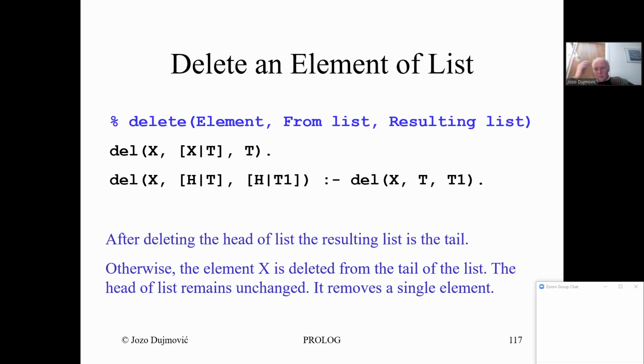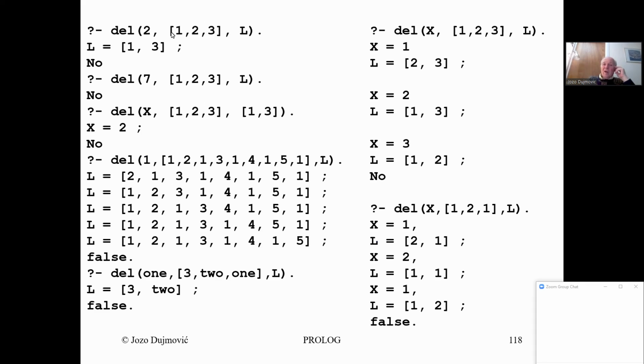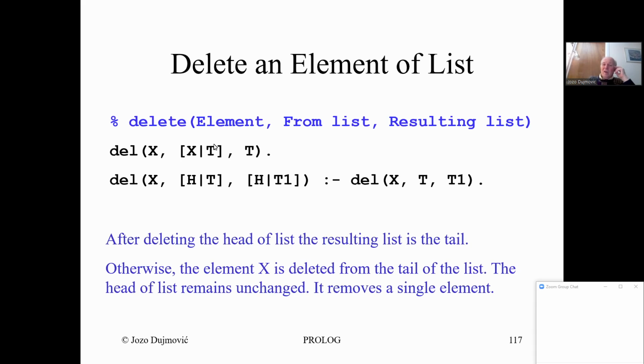Why does, when you do bracket X bar T bracket, why does it separate them? Because I thought that was a union. This is something that we use very, very frequently. This is the separation of head and tail of the list. If you have this X and T, and you match this with the list 1, 2, 3, then X becomes 1 and tail becomes 2, 3. So this X bar T is decomposition of head and tail of a list. When this matches some list, it is going to decompose head and tail.